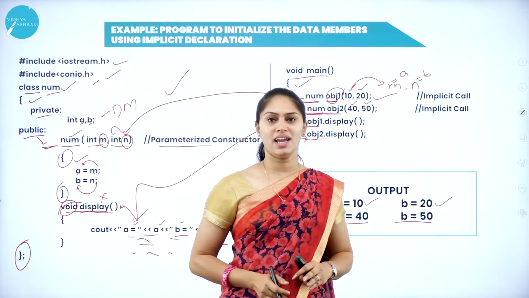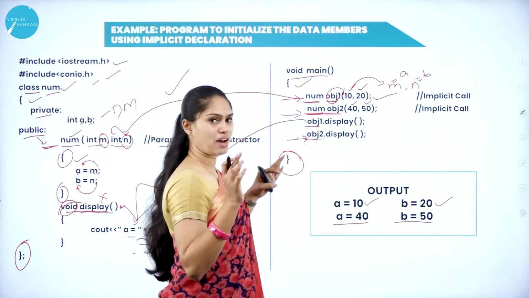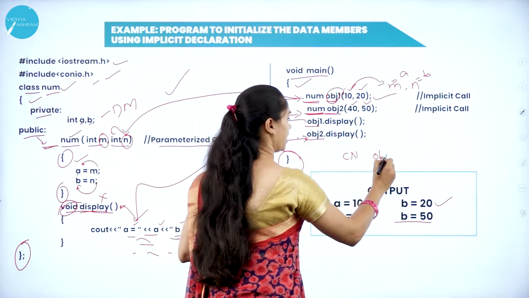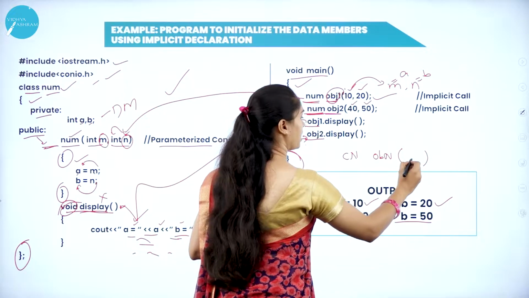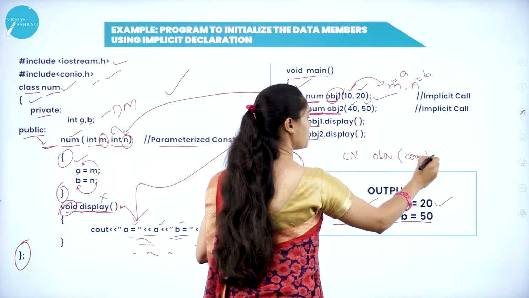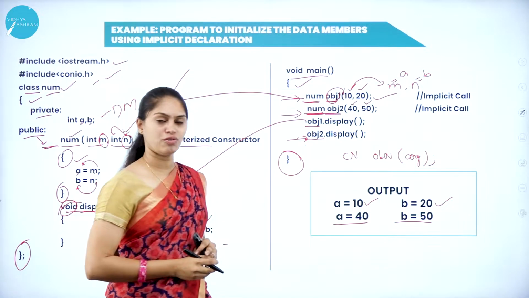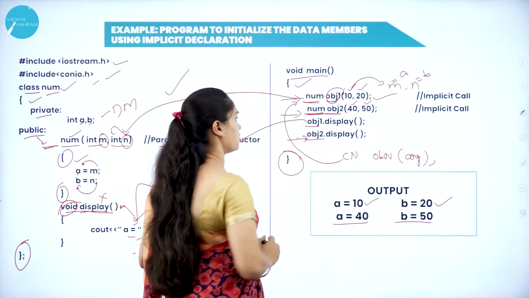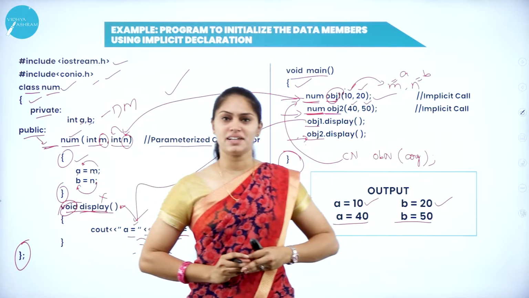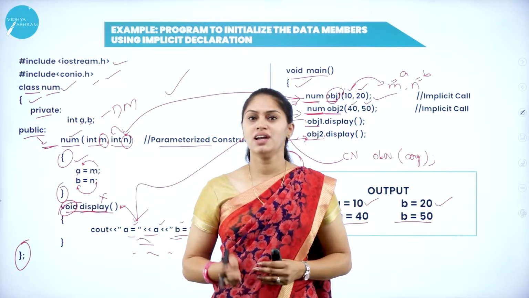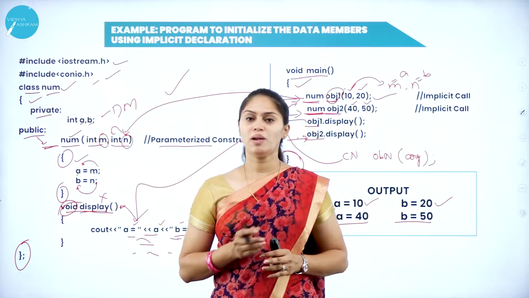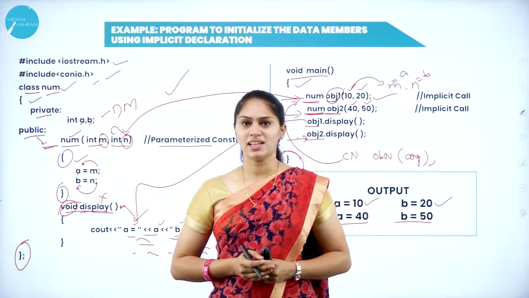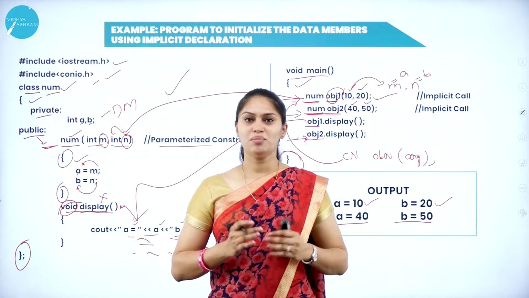For that implicit call you have a syntax: class name and object name. After that, within the parentheses I need to send the arguments or parameters. After that, a semicolon. That is what we followed in creating this implicit call. It will invoke the constructor automatically by the tool, inside the machine. The user or programmer does not need to do anything externally. That is implicit call.